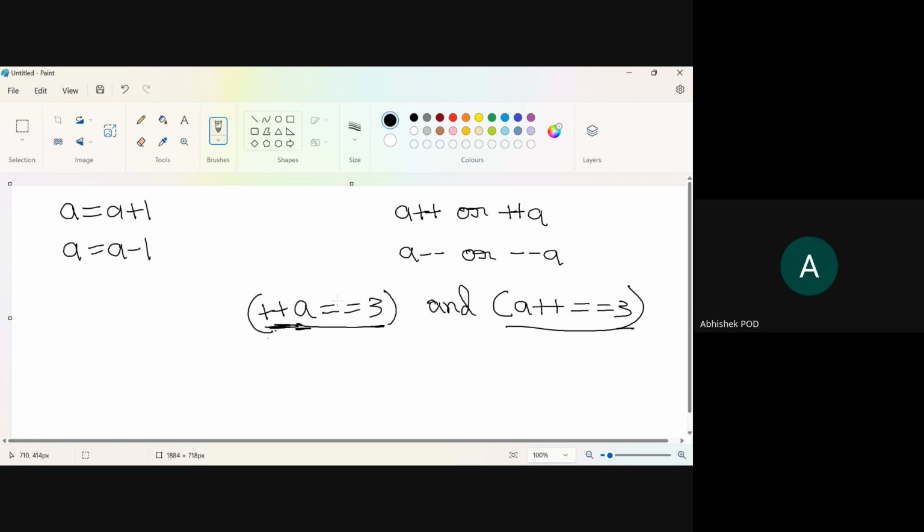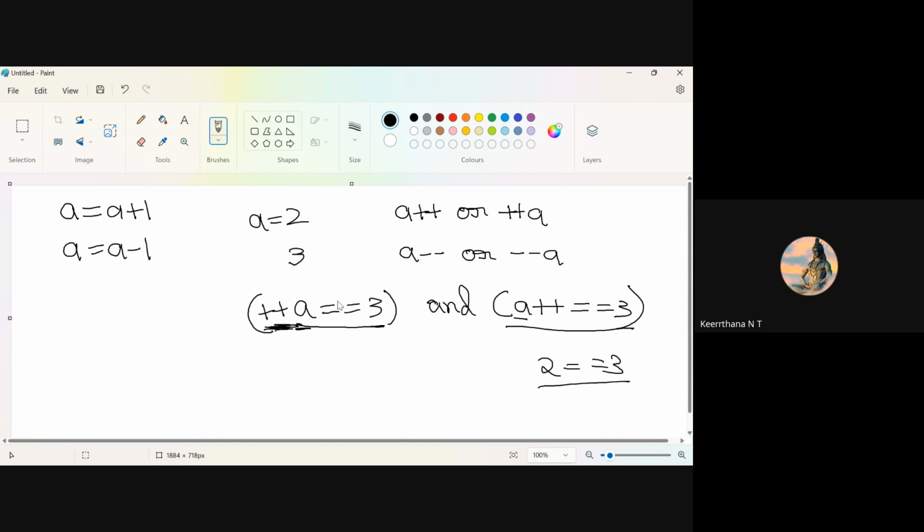So in this case, supposing the value of a is 2, it will increment the value first. So a will become 3 after incrementing. It will compare if 3 is equal to 3. Whereas here, the value of a is 2. It will check if 2 is equal to 3. And after comparing this, it will increment the value. This is the difference. Are you getting it?